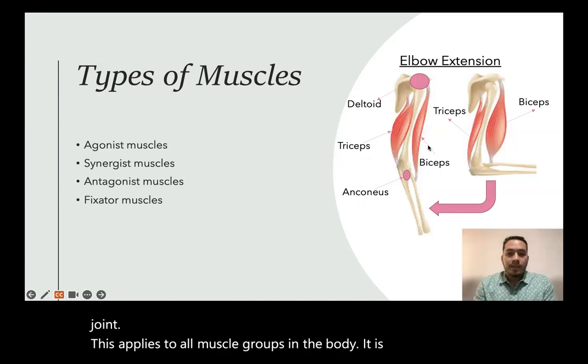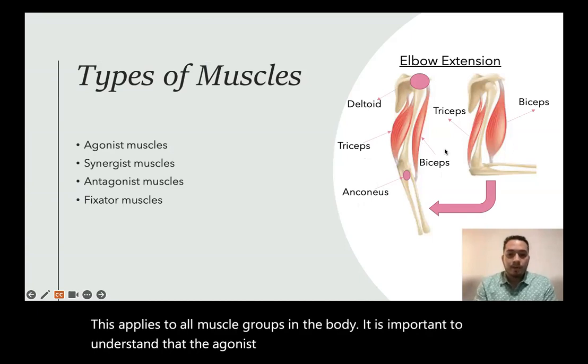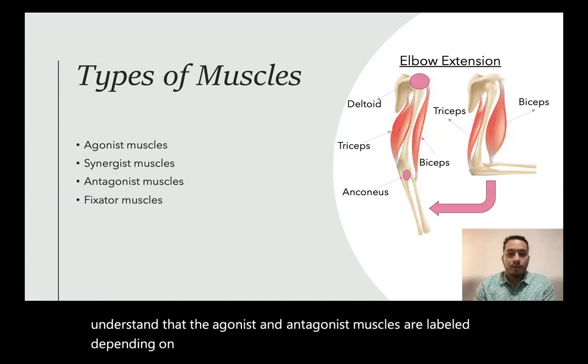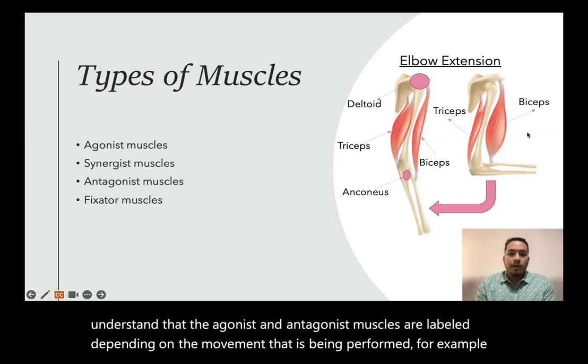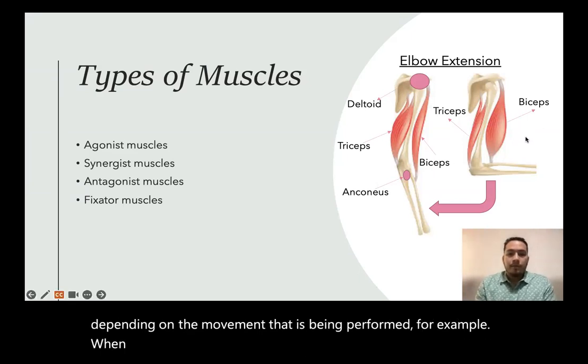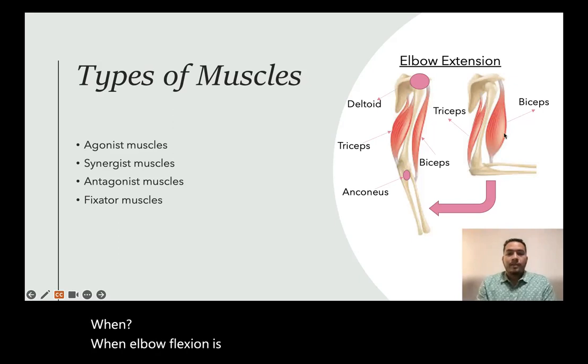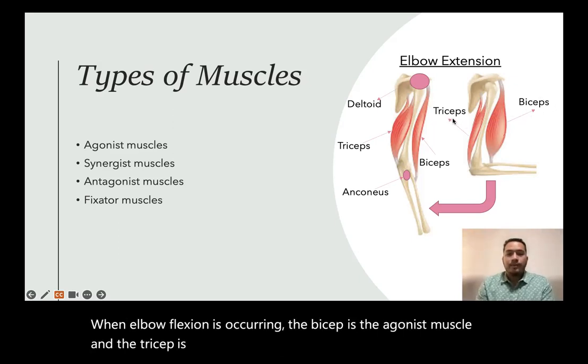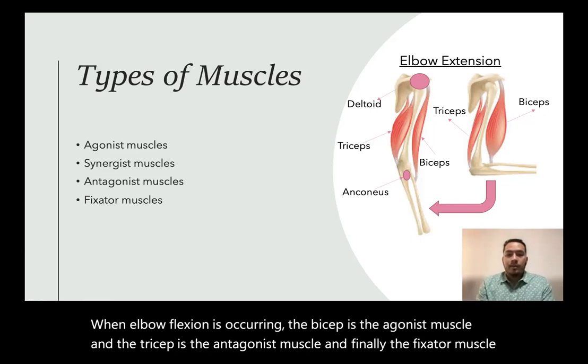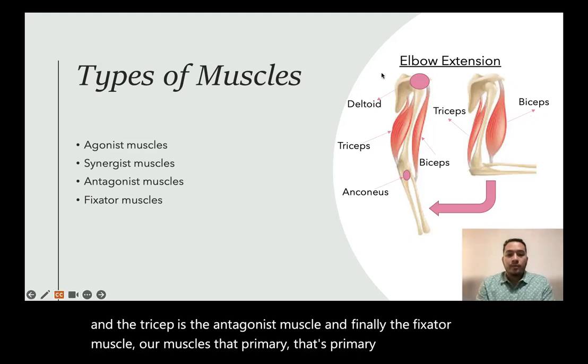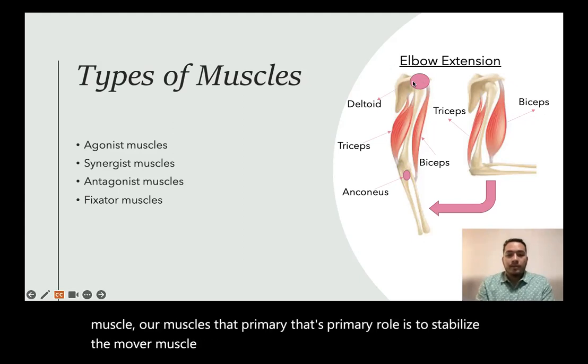It is important to understand that the agonist and antagonist muscles are labeled depending on the movement that is being performed. For example, when elbow flexion is occurring, the bicep is the agonist muscle and the tricep is the antagonist muscle. And finally, the fixator muscles are muscles whose primary role is to stabilize the mover muscle, which in this image, the deltoid is stabilizing the tricep.